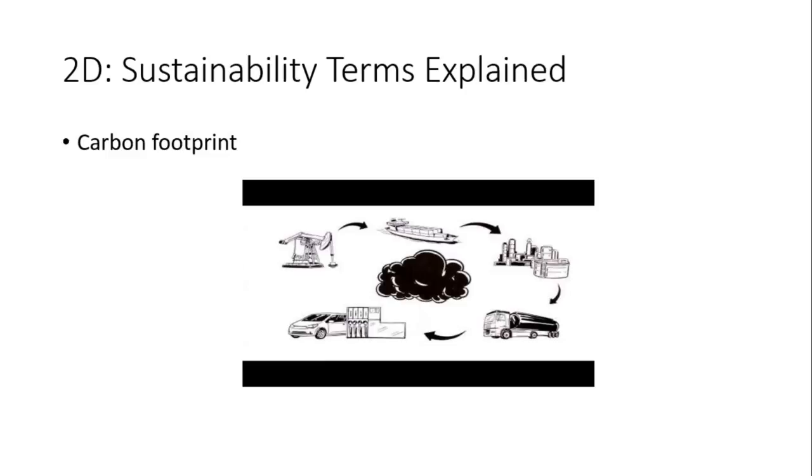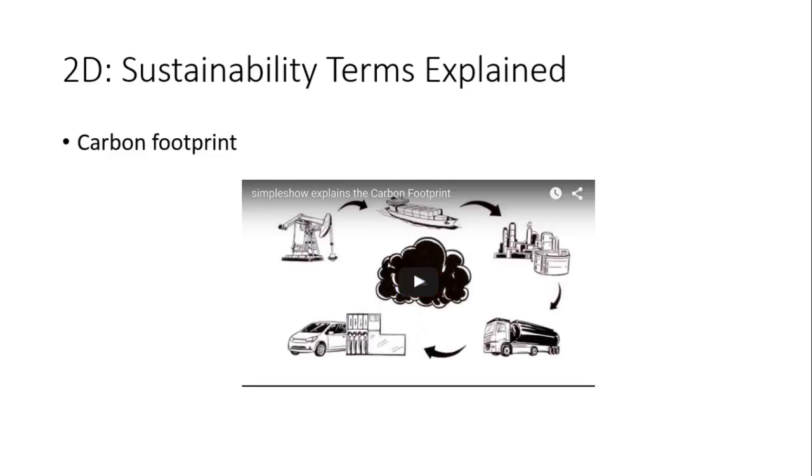Now, I'm not going to talk about carbon footprints and so on in so much detail, but if you type in carbon footprint or type in Simple Show explains a carbon footprint, or you download this PowerPoint presentation, you'll be able to play this if you have internet access. Okay, and this explains exactly what a carbon footprint is. Carbon footprint, basically, is the amount of carbon that's produced in the life of a product, from it being made to it being used by a consumer, and being transported from one place to another. There's a better definition when you watch the video.